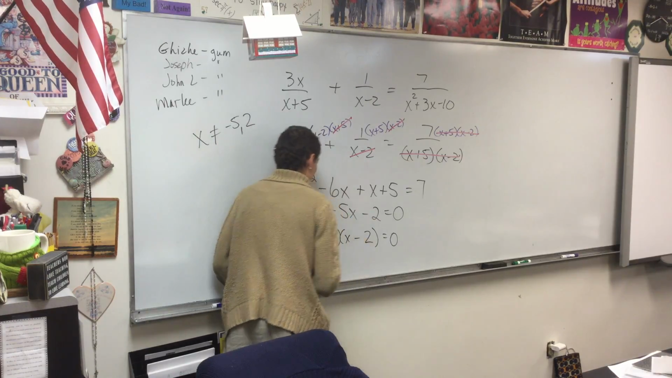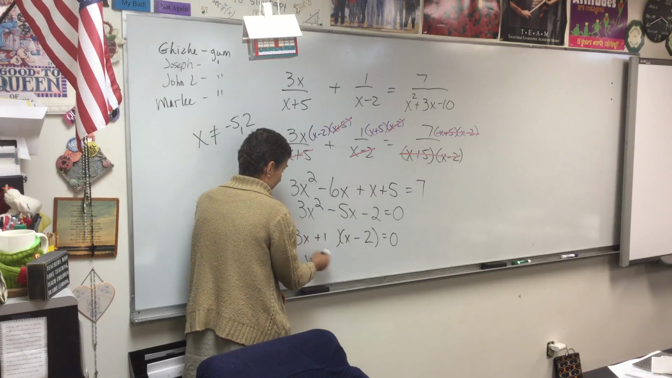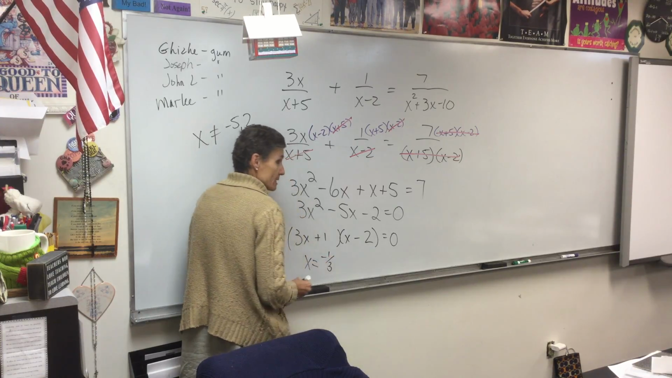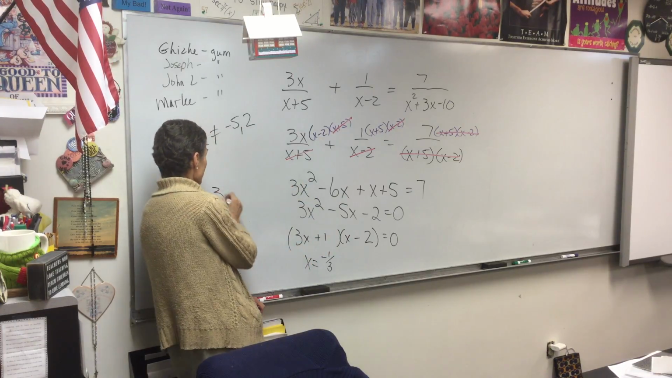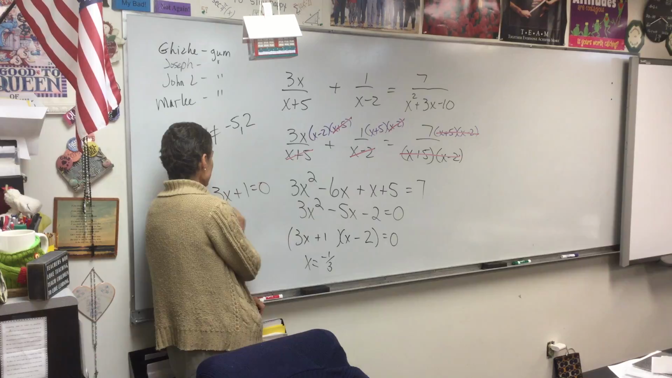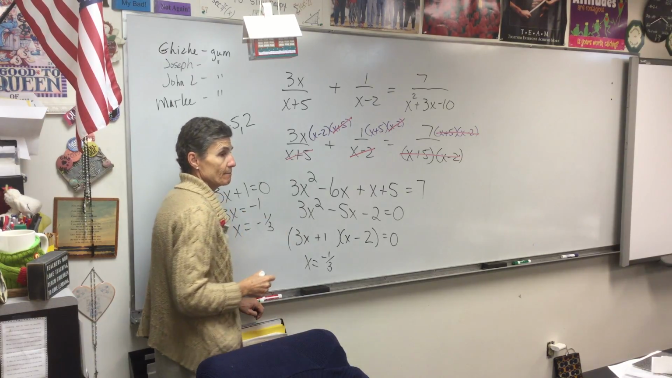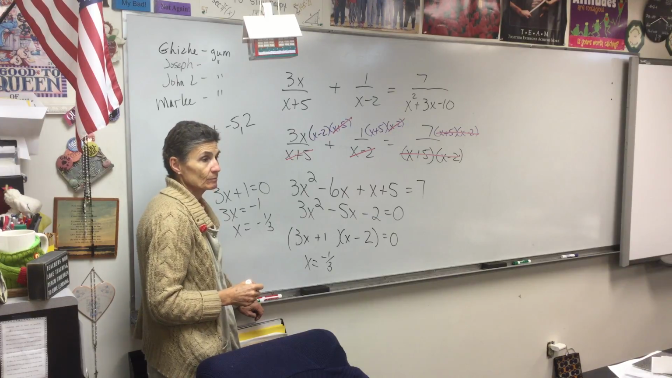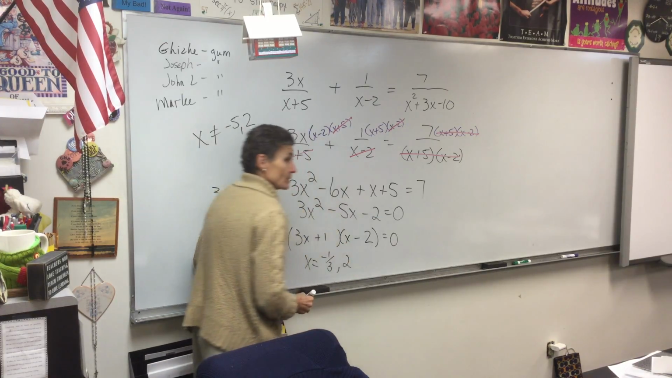So then I can set those equal to 0, and what do I get? x equals what? What is x equal here? Negative 1/3. Now, some of us can do that in our head, some of us can't. So if we can't, we're going to write it down. We're not going to miss it because we're too lazy to write it down. Write it down if you can't do it in your head. This one is x equals 2.